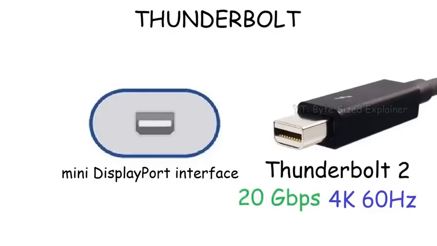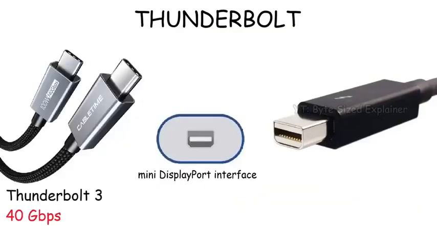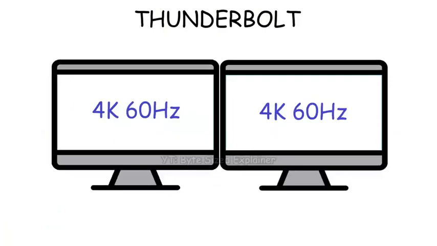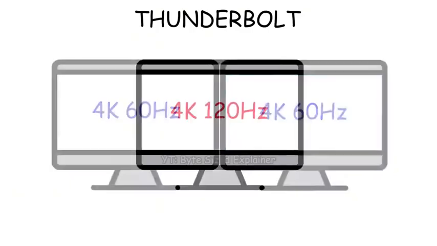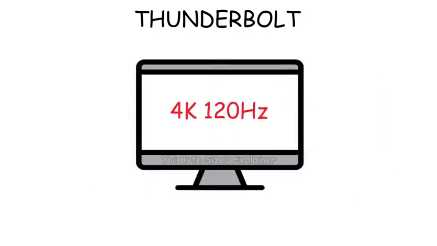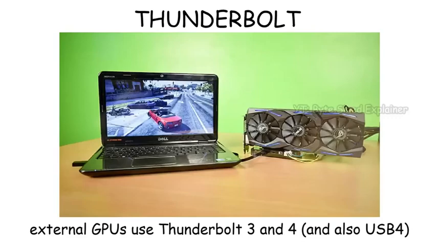Then Thunderbolt 2 doubled that speed to 20 gigabits per second. The real breakthrough came with Thunderbolt 3, which switched to the USB-C shape and pushed speeds up to 40 gigabits per second. This made it flexible and powerful enough to handle two 4K monitors at 60 Hz or a single 4K at 120 Hz or even 8K at 60 Hz. And Thunderbolt also allows you to connect to an external graphics card, which makes thin laptops get desktop-level gaming or rendering performance through a single cable.